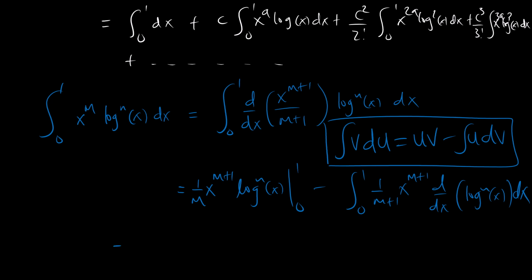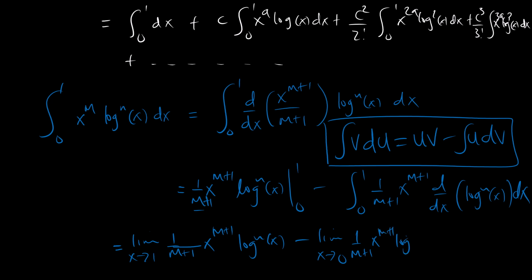Which is equal to the limit as x tends to 1 of 1 over m plus 1 (I'd forgotten it here) x to the power m plus 1 log n of x, minus the limit as x tends to 0 of 1 over m plus 1 x to the m plus 1 log n of x, and then minus the integral from 0 to 1 of 1 over m plus 1 times n log to the n minus 1 of x times 1 over x dx.